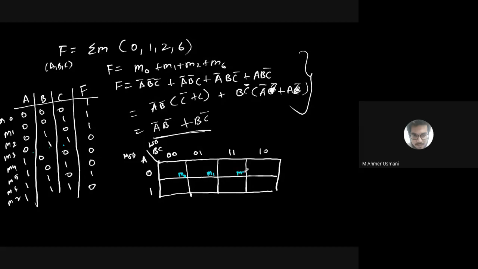What about 010? 010 का मतलब? It is M2. We are referring to M2. What about 100? M4. What about 101? M5. What about 111? M7. It is M7. What about 110? M6. So this is how I generally write down my K map.